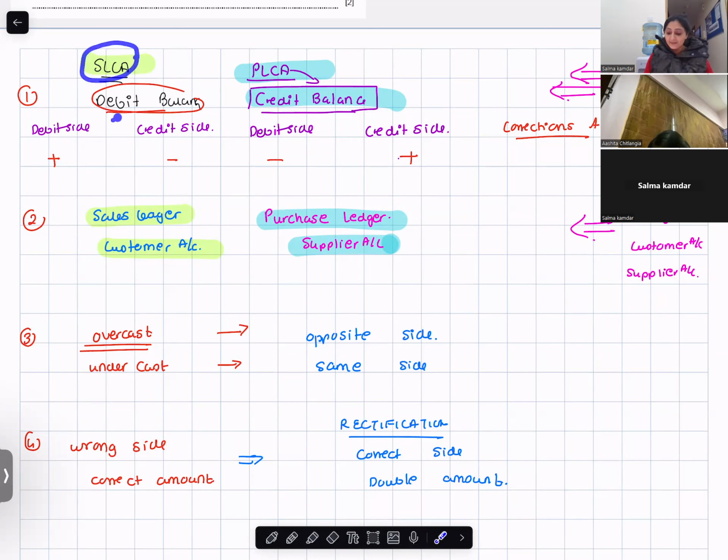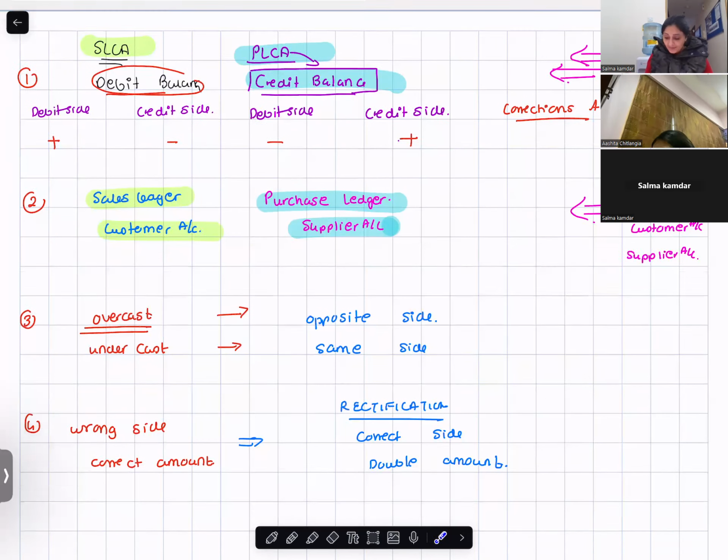Debit balance. So when you're reconciling or when you're correcting the errors, if you have to write something on the debit side, what will you do? Add it. And if you want to write on the credit side? Subtract it. Okay. TLCA has what balance? Credit balance. If you want to write something on the debit side, what will you do? Subtract it. And if you want to write something on the credit side, you will add it.